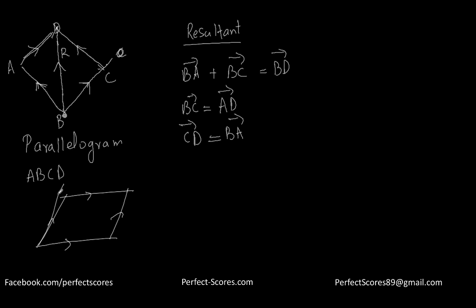As you can see, the resultant of these two vectors is going to be this vector, and the resultant of these two vectors is just this vector.